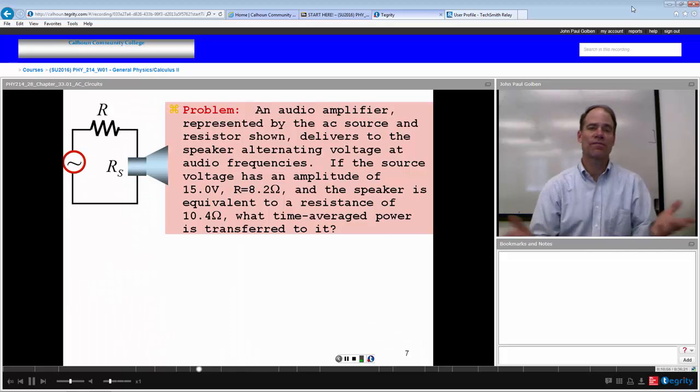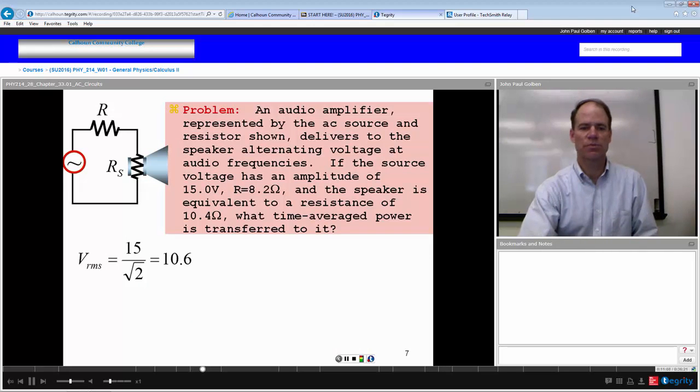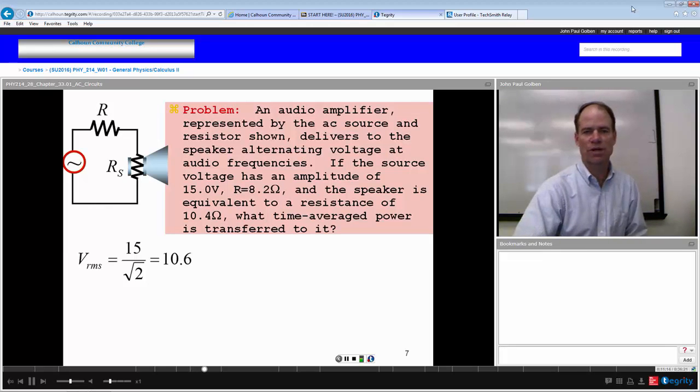Well, we need to find the root mean square current first, and we're given that the amplitude of the voltage is 15 volts, so we can find the root mean square voltage from that. The RMS voltage will be the maximum voltage, 15 volts, divided by the square root of 2, which will be 10.6 volts.